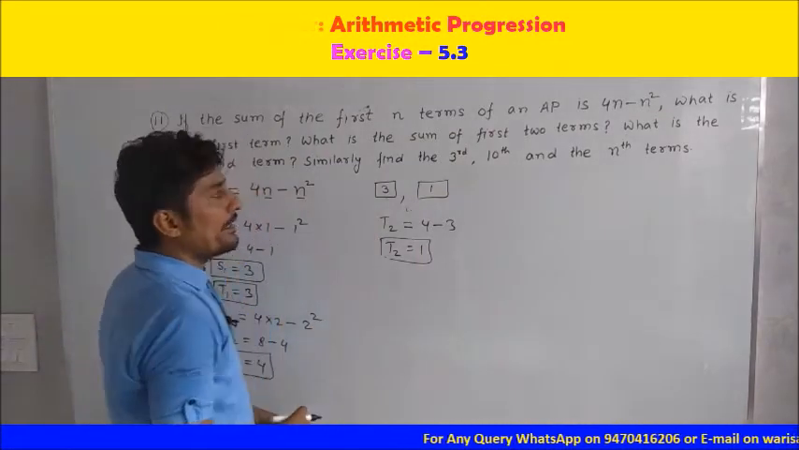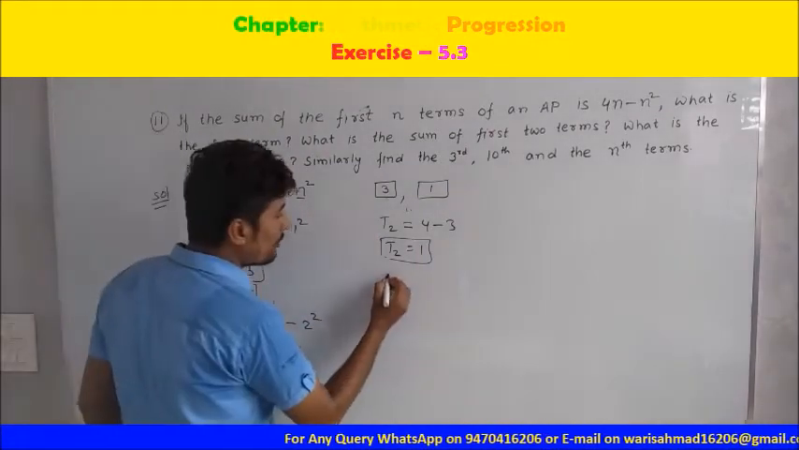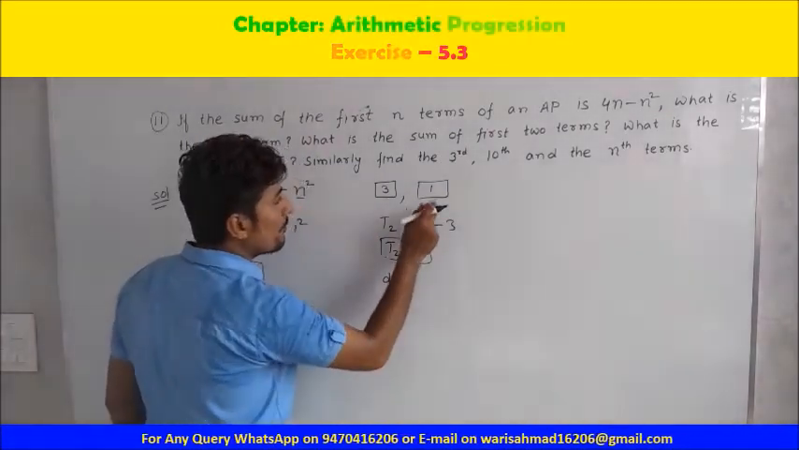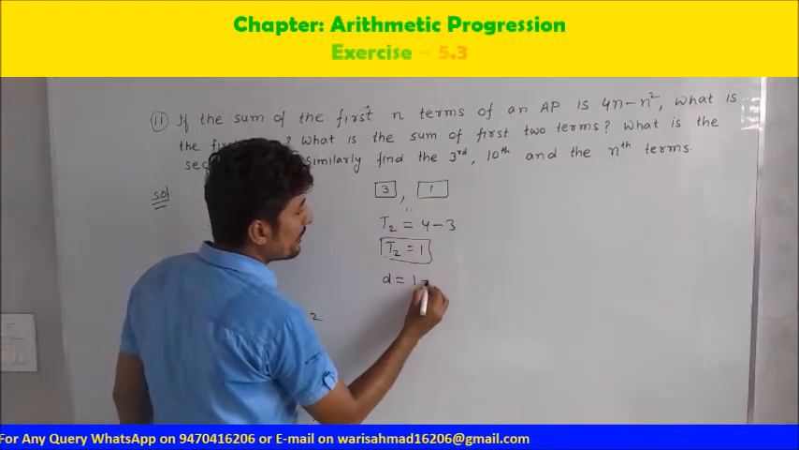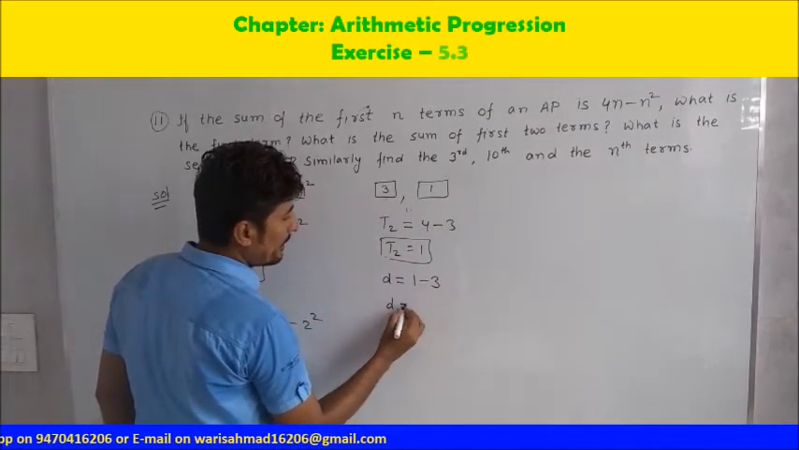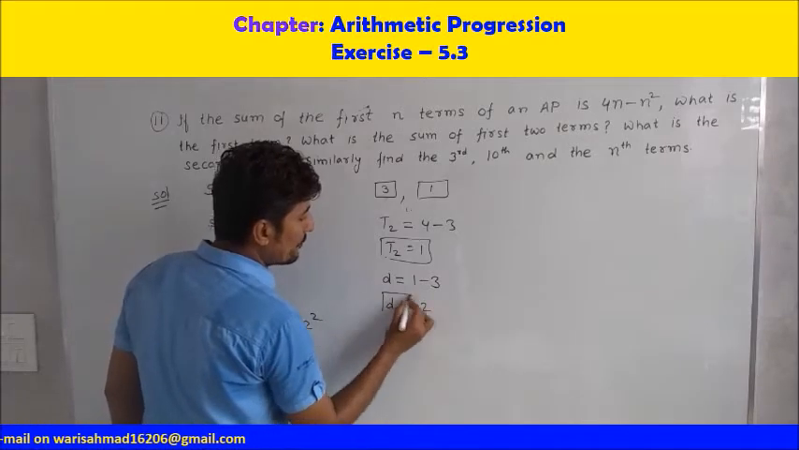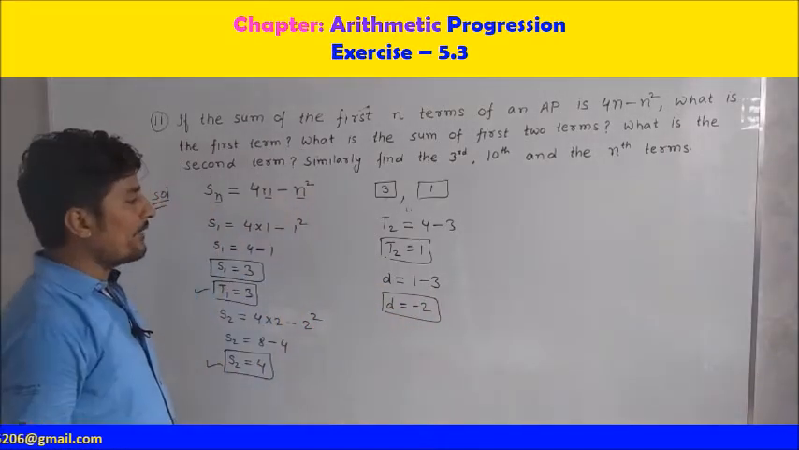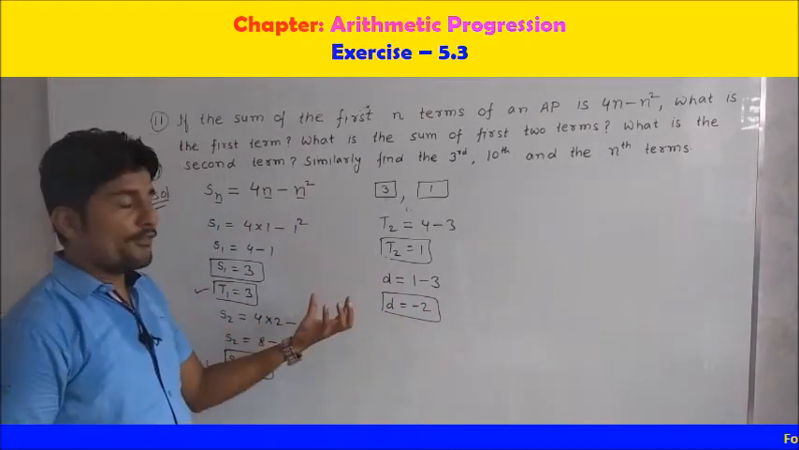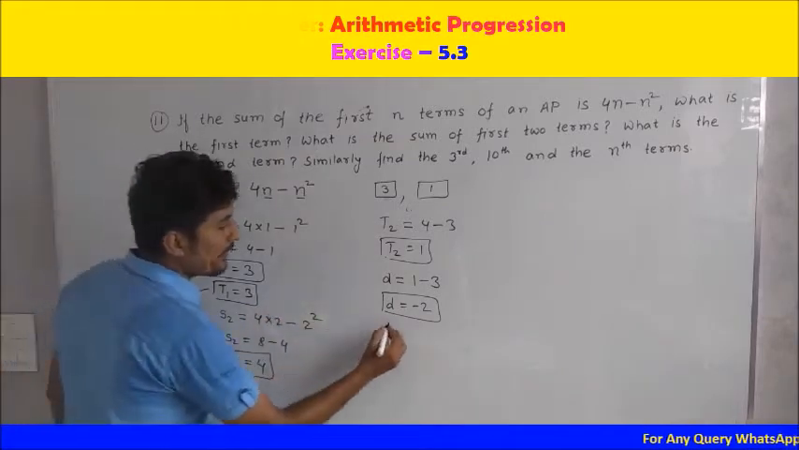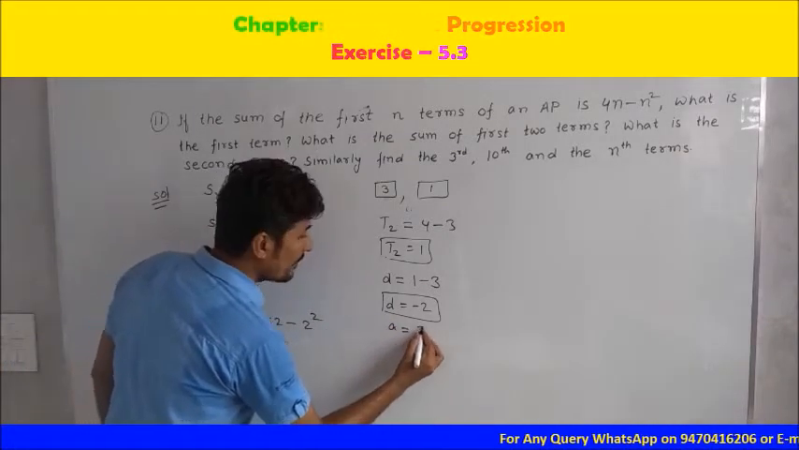After that we can find the value of D also. Let us see how to find the value of D. D equals 1 minus 3, so we can write D equals minus 2. After getting the value of D, and the very first term being 3, we can write A equals 3.